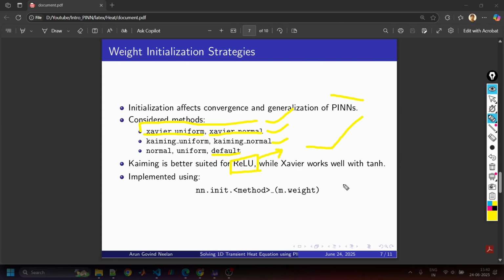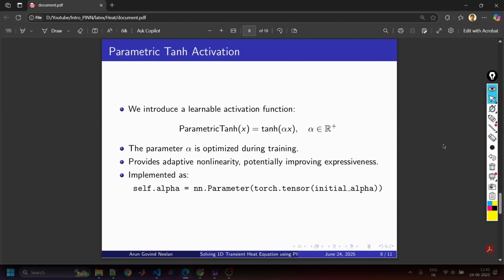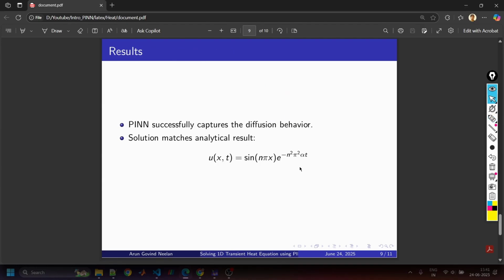In this video, we will see how to call different initializations. If you want a tutorial on how to make our own initialization process, please drop a comment and I shall make it. Here we will be using the parametric tanh, but it has an extra parameter alpha that will be fed in. For this problem, this is the analytical solution. We shall get into the code.